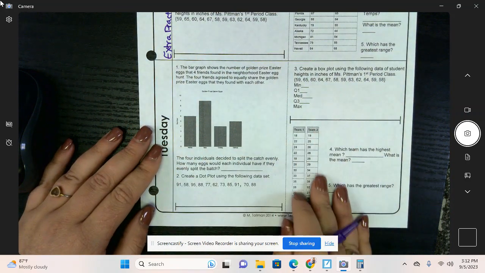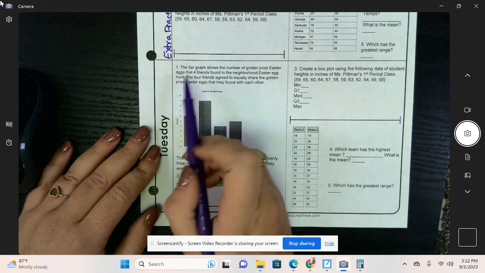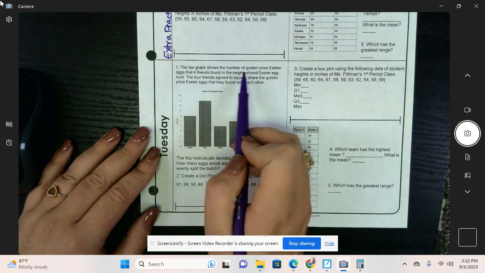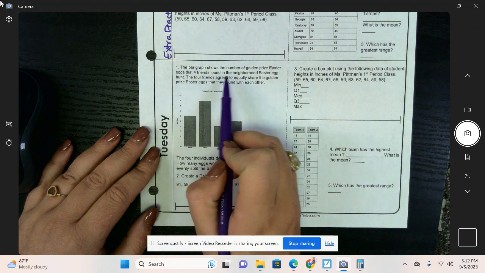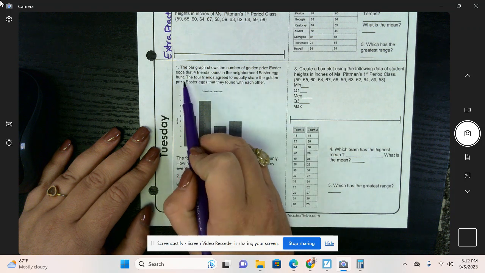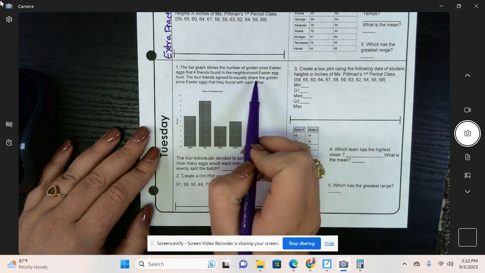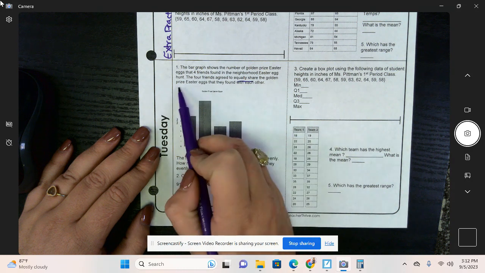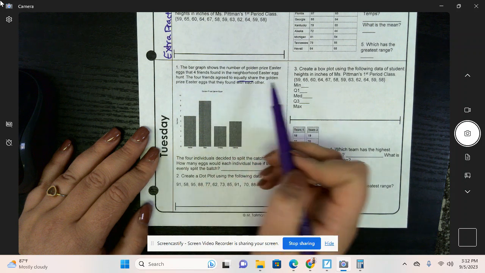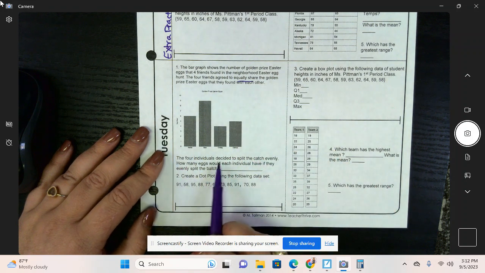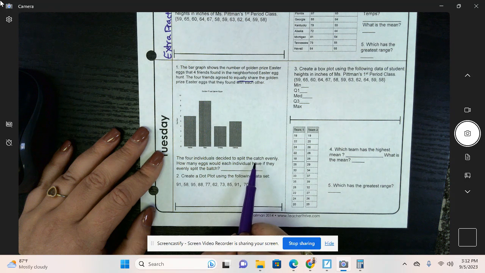we have these 5 problems here. Okay, question number 1 says the bar graph shows the number of golden prize Easter eggs that 4 friends found in the neighborhood Easter egg hunt. The 4 friends agreed to equally share the golden prize eggs that they found with each other. It says the 4 individuals decided to split the catch evenly.